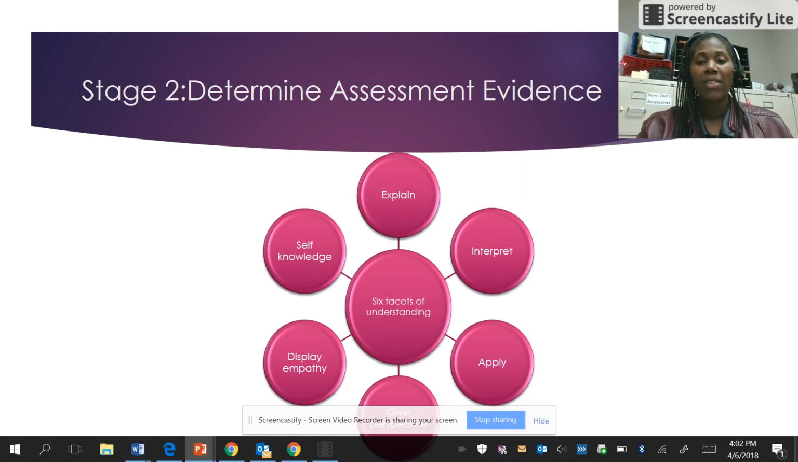Meaning, can they put themselves in someone else's shoes or be sensitive about the topic? And then self-knowledge. Can they reflect? Do they truly understand what they've learned? Are they aware of how this changes them and changes their knowledge?